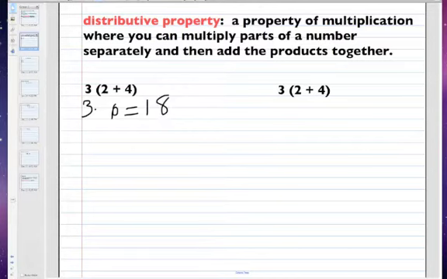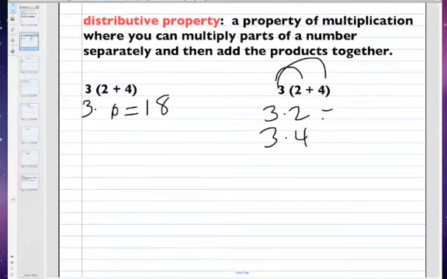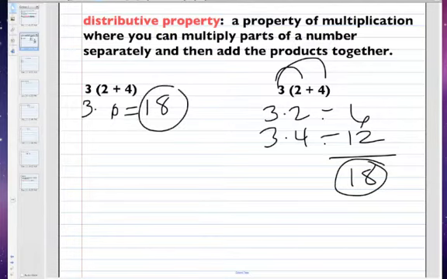I'm going to show you the same problem, but I'm going to apply the distributive property. The distributive property again says that I will multiply each part separately. So I will multiply 3 times 2 and 3 times 4, and then I'll add those two products together. 6 plus 12 is 18. You'll notice I get the same answer in both, but this one uses the distributive property.